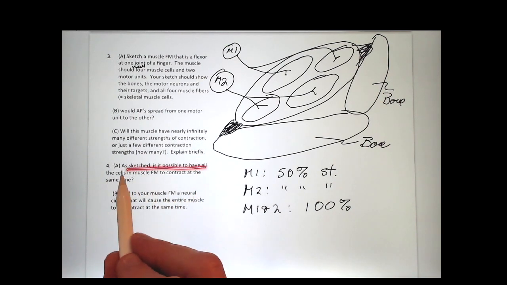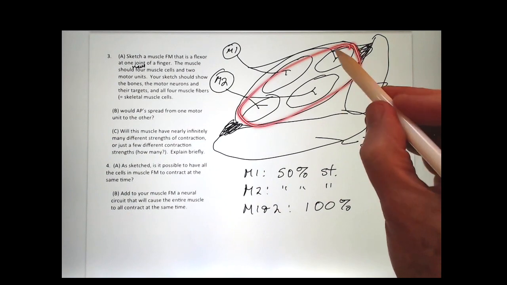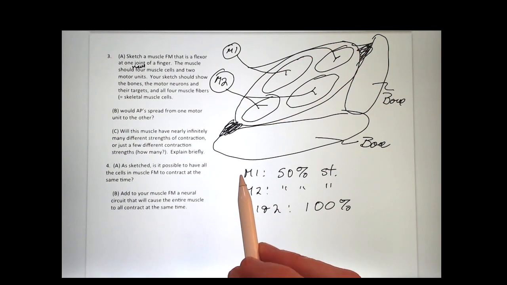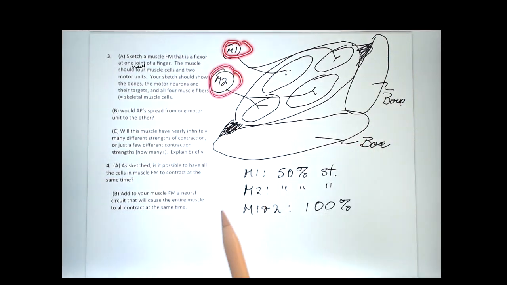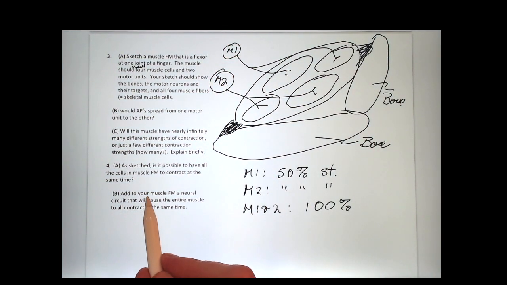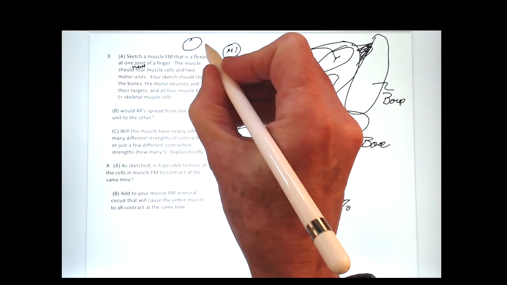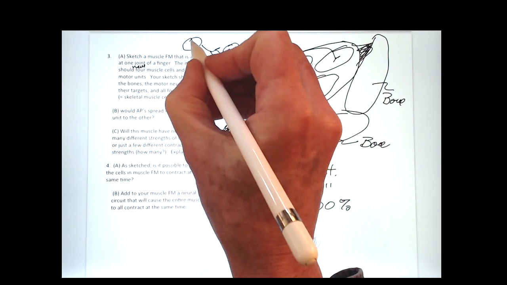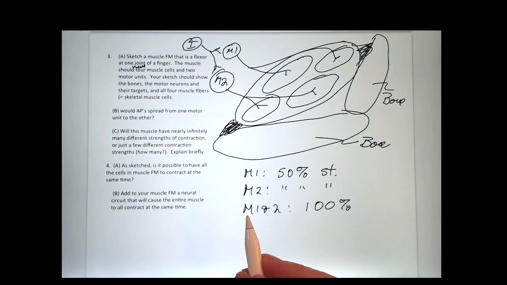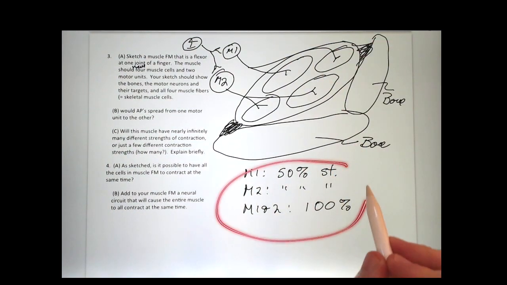As sketched, is it possible to have the cells in this muscle to all contract at the same time? Not as I've shown it so far, because we've got 2 separate motor units. But if we add to it a neural circuit that will cause the entire muscle to contract at the same time, this will do it. This interneuron up at the top, if that fires, will cause the entire muscle to contract, and we'll get a full strength contraction.